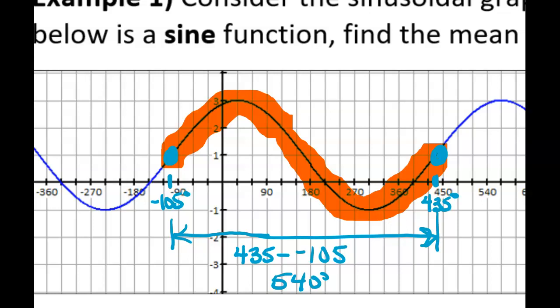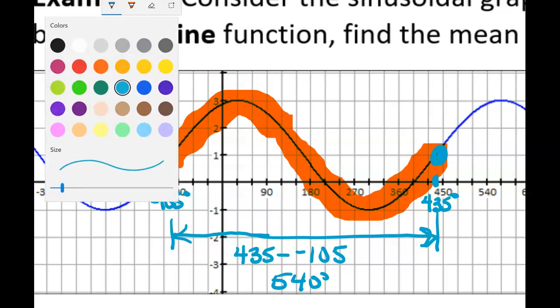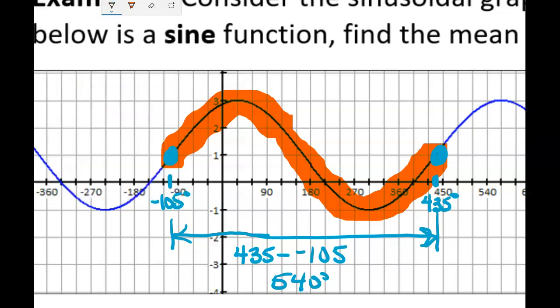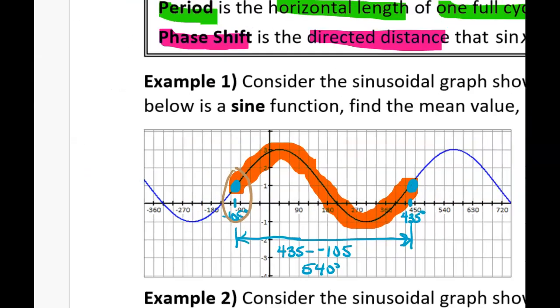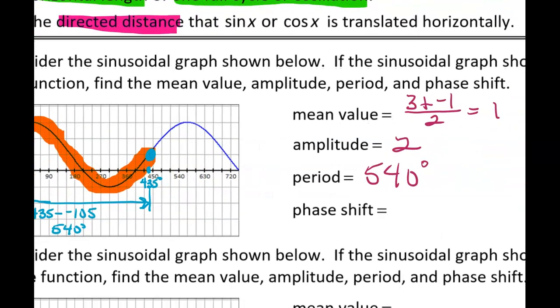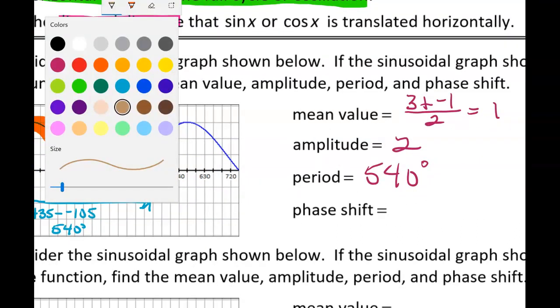Now, if this is a sine function, the phase shift is where does the sine function actually start? And that would be right here at negative 105 degrees. So our phase shift here is negative 105 degrees.